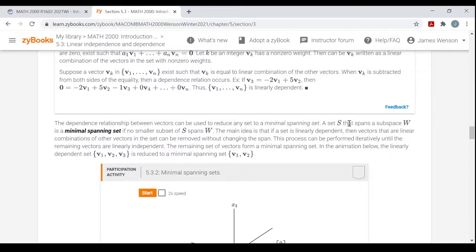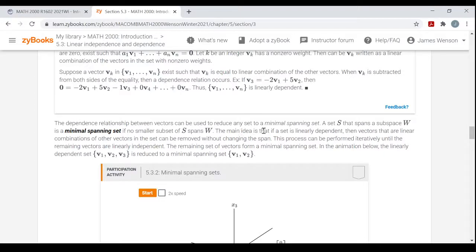So a set S that spans a subspace W, remember what that means. That means every vector in W can be written as a linear combination of the vectors in S. Hopefully you remember all that from section 5.2. A set S that spans a subspace W is a minimal spanning set if no smaller subset of S also spans W. Meaning you can't remove any vectors from S. It's the smallest set there is that spans W.